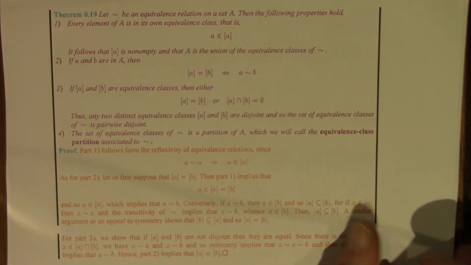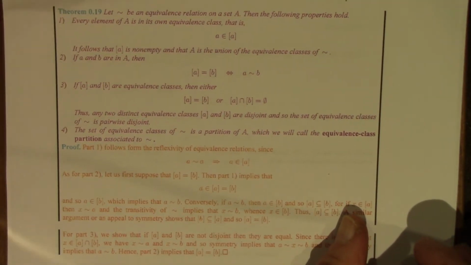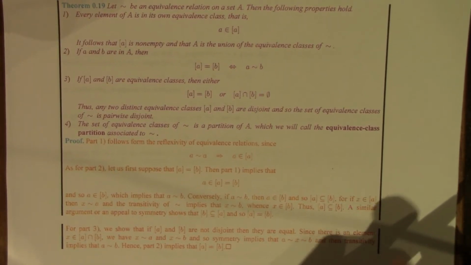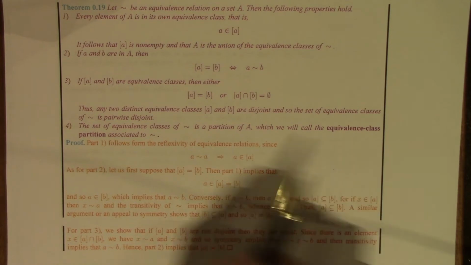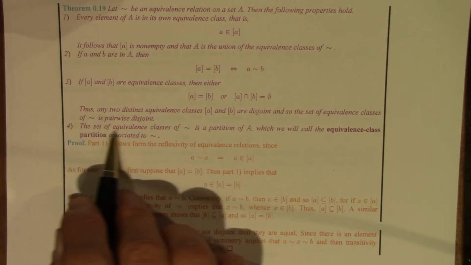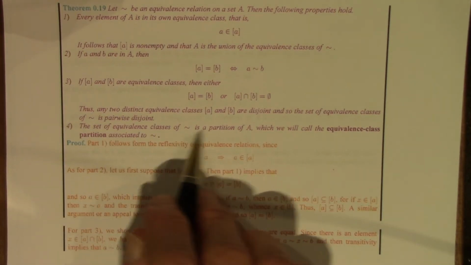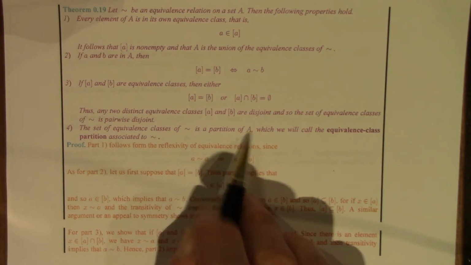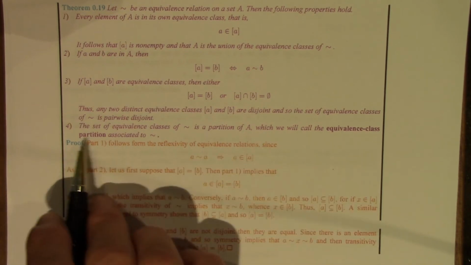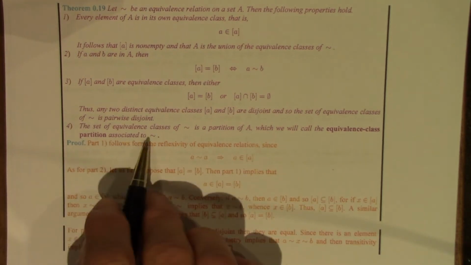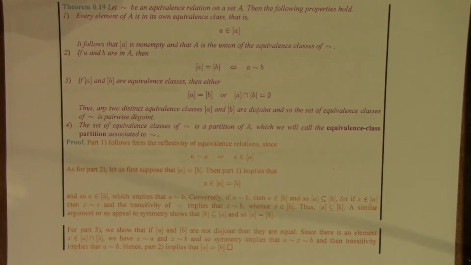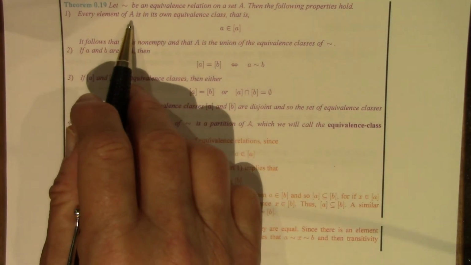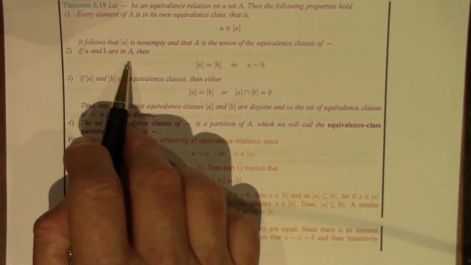and so the set of equivalence classes is pairwise disjoint, and that's the third property required of a partition. So the set of equivalence classes is a partition of the set A, and I'll call that the equivalence class partition associated to the equivalence relation. So we've taken care of one. Let's look at the proof of two.